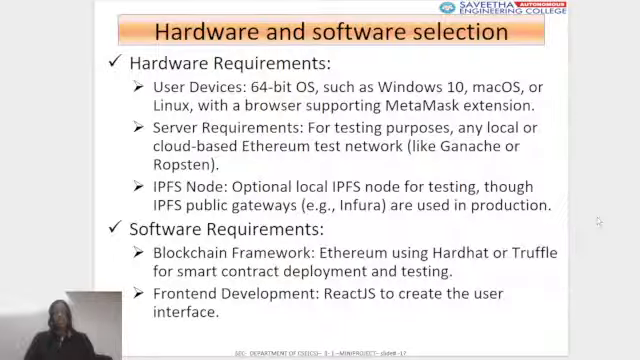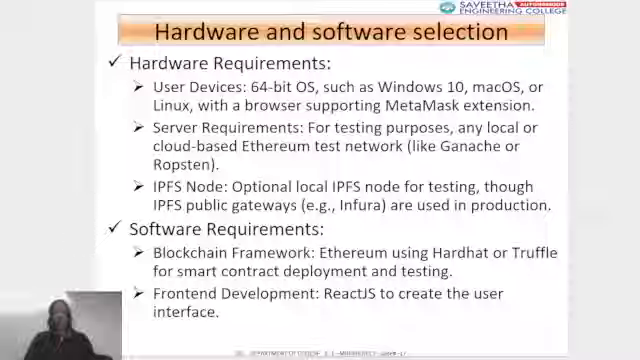Hardware requirements. The user devices require a 64-bit OS such as Windows 10, Mac OS, or Linux with a browser supporting the MetaMask extension. Server requirements. For testing purposes, any local or cloud-based Ethereum test network like Ganache or Ropsten. IPFS node. Optional local IPFS node for testing, or IPFS public gateways like Infura used in production.